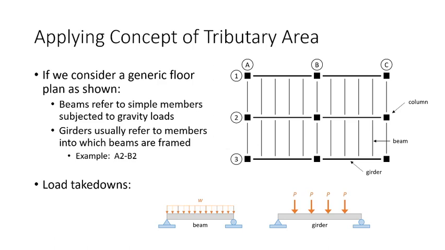First off, we have the columns, and then we have the terms beams and girders. The way that I like to describe it is that these are the beams. The beams frame into the girders, then the girders go to the column. Column goes to the ground.